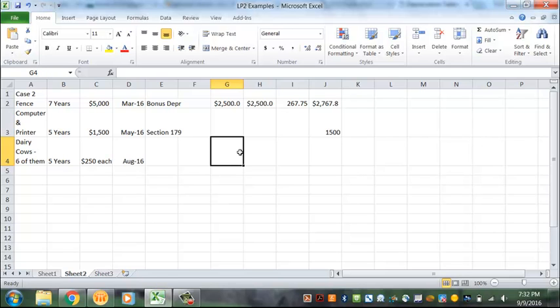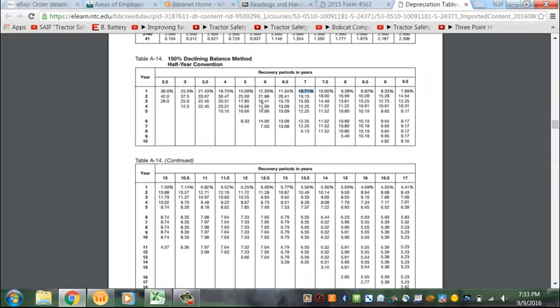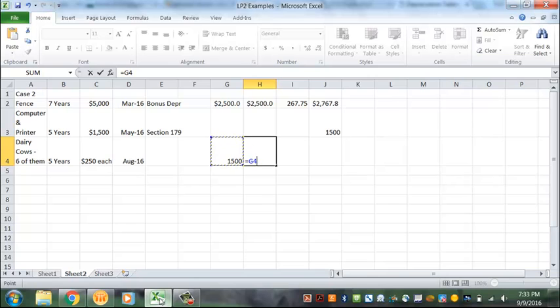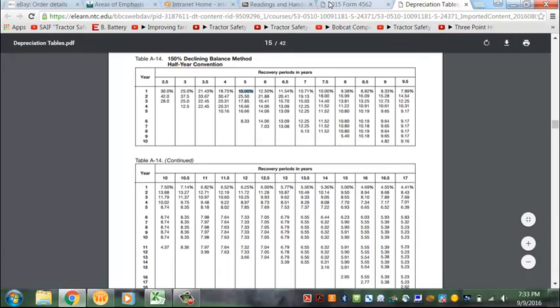So then we move on to the dairy cows, and it's telling us that there were 6 of them purchased for $250 each. So we need to determine the total amount that we are going to depreciate. So we take the 6 times the $250 each, and we have $1,500 to depreciate. We are not taking Section 179, we are not taking bonus depreciation, we are just taking normal depreciation on this. So we see that it is a 5-year useful life. We come back to our half-year convention tables, and our 5-year useful life has a 15% depreciation percentage to use. So we take the $1,500 and times it by 15%, and we get $225 of a depreciation deduction for this year for those cows.